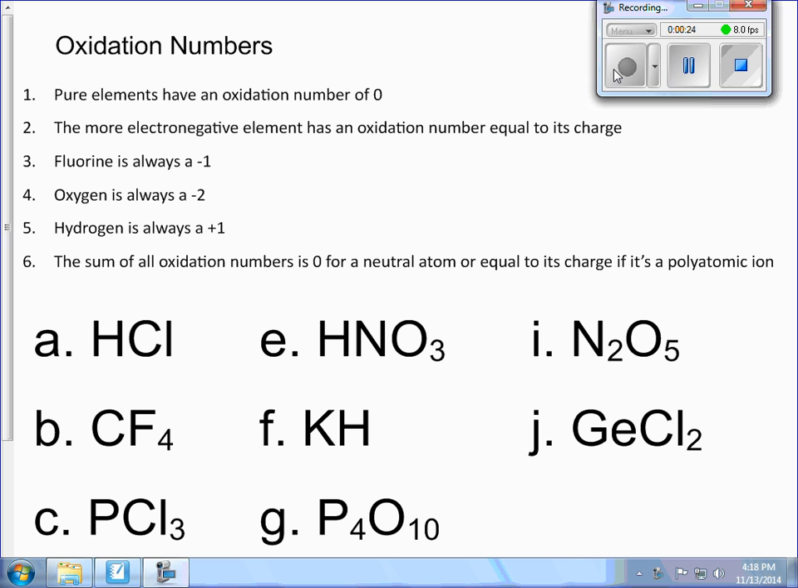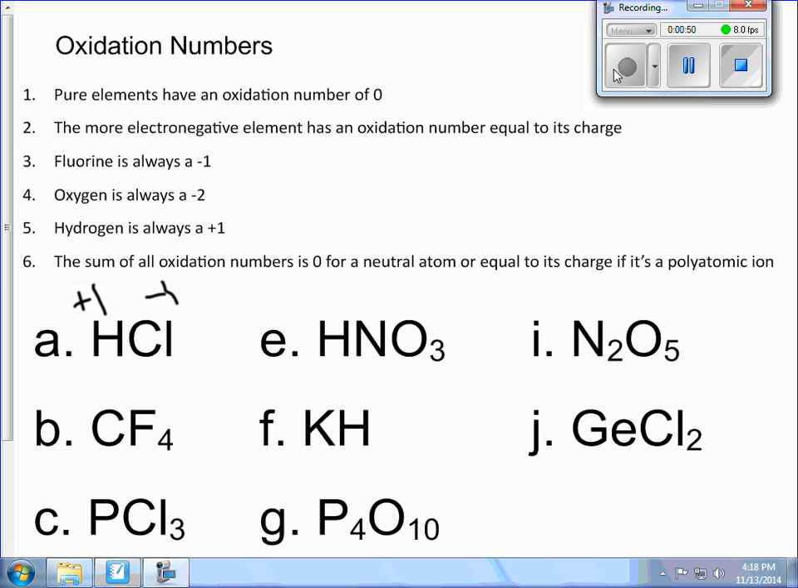You just have to add it up to see. So on example A, we have HCl, which is hydrochloric acid. If we refer back to our rules, we'll look at rule number 5, and it says hydrogen always has a +1. So hydrogen is a +1, and we want the total number of oxidation numbers to equal 0. Chlorine would have to be a -1. That's it. That's all there is to it.